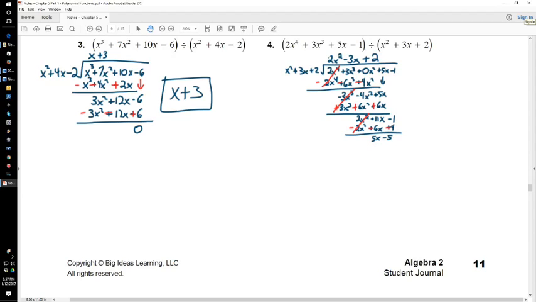So the answer to this one is kind of long and kind of hairy. It's 2x squared minus 3x plus 2. We have to add a remainder, plus 5x minus 5 divided by x squared plus 3x plus 2. And like I said, this may seem longer than the original question itself, but this is considered the reduced form.